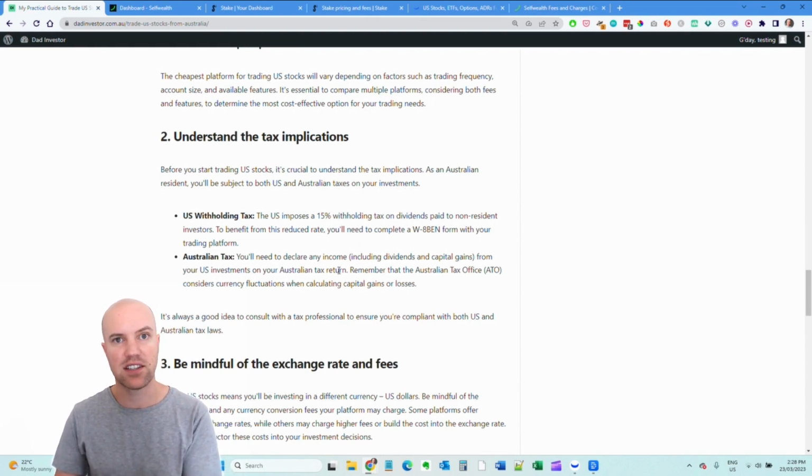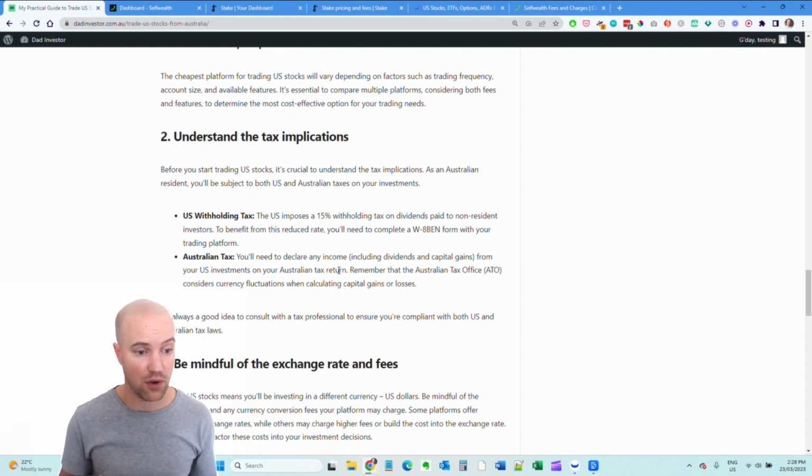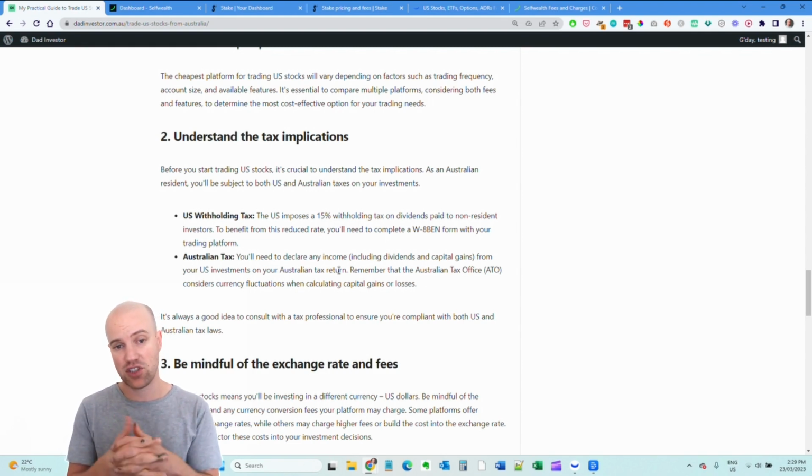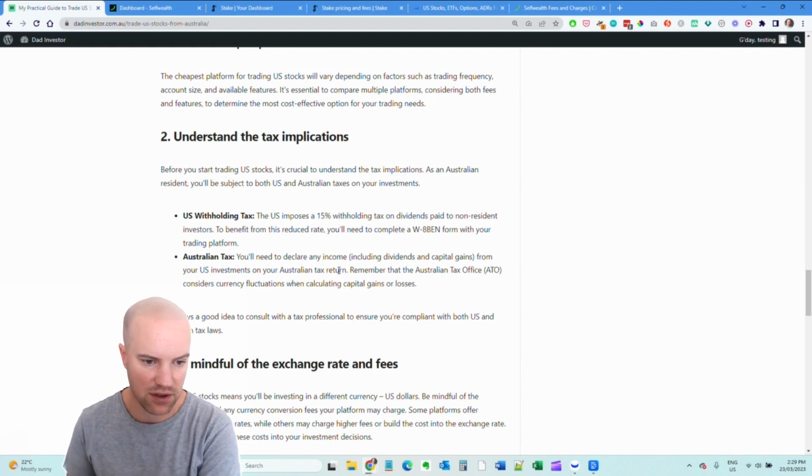So you still need to declare your income, dividends, capital gains alike through your individual tax return. But as well, you need to consider the withholding taxes that you might receive when you receive US dividends. So a couple of considerations there. Obviously, go to a tax professional if you're considering investing in US shares and work out exactly how these implications will affect your investing.